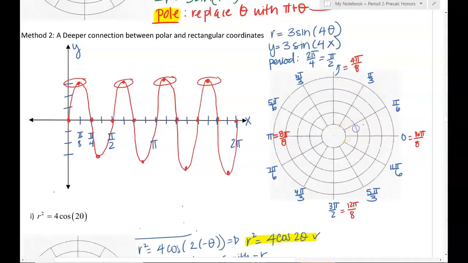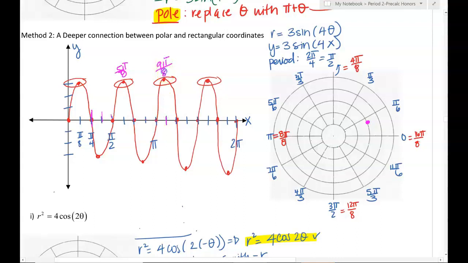So 1, 2, 3. So let's guess that's right there. Okay, so that's pi over 8. Then if that's pi over 8 right here, 2 pi over 8 here, 3, 4. And this is 5 pi over 8, just like that. 6, 7, 8, 9 pi over 8 is here.